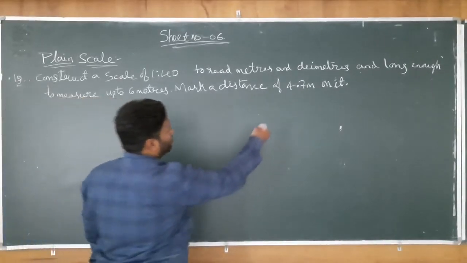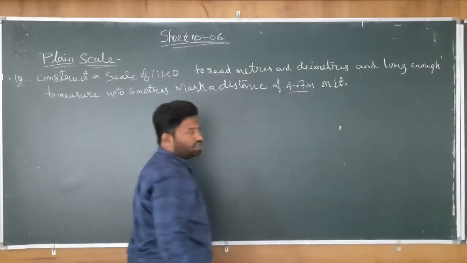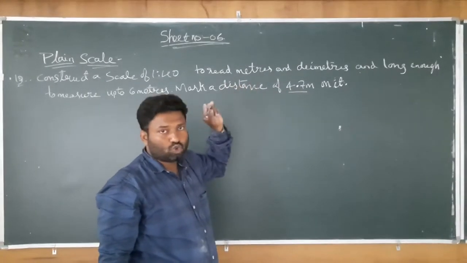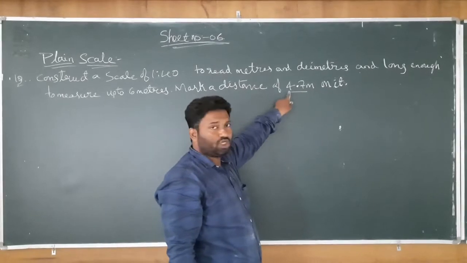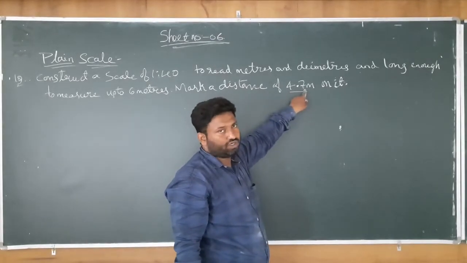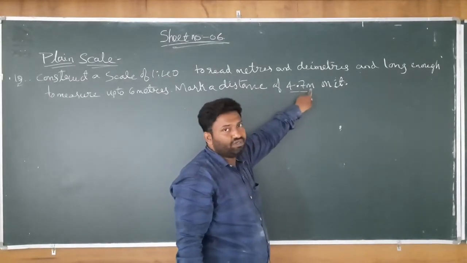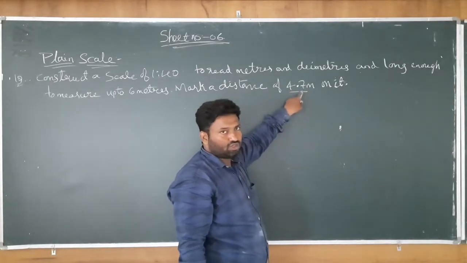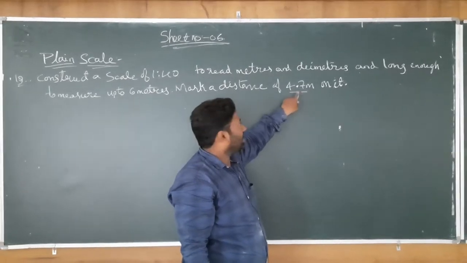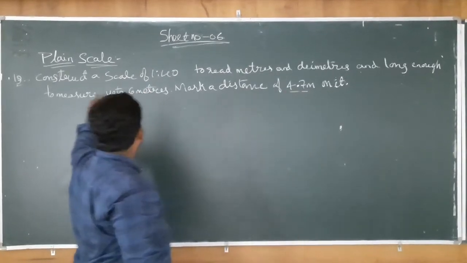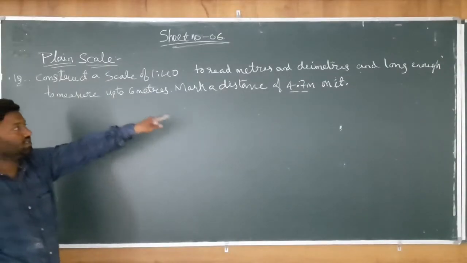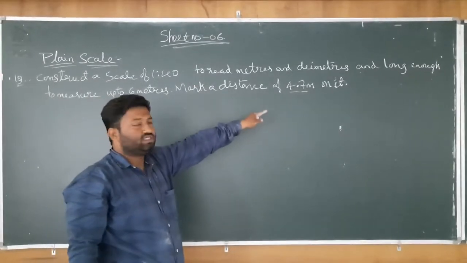Here we have 2 units. As I told you, in a plane scale we can represent only 2 units, in that the first one is the main unit and the second one is the sub unit. So, here 4.7 meters is there. 4 is the main unit and 7 is the sub unit. So, by seeing this value it is clear that it is a plane scale. In the question it is not stated that it is a plane scale, so by seeing the question only we can understand this is a plane scale problem.